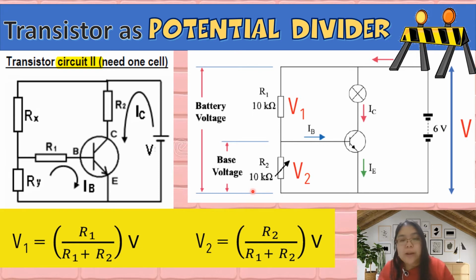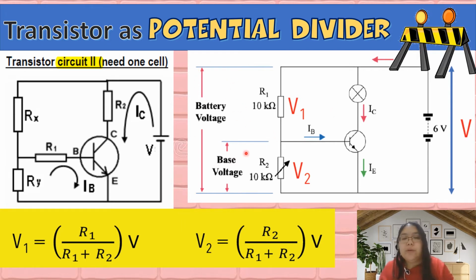They must depend on the resistance. Okay, we can say this one is V1, this one is V2. So V is equal to V1 plus V2. Okay, so this one is called the base voltage. This one is the overall voltage we add together.